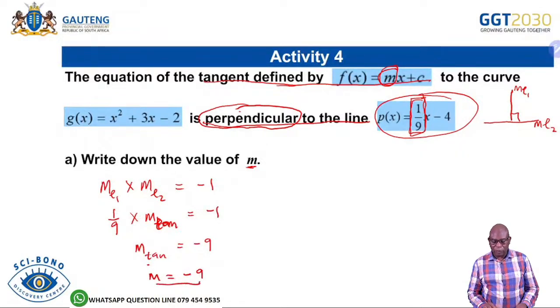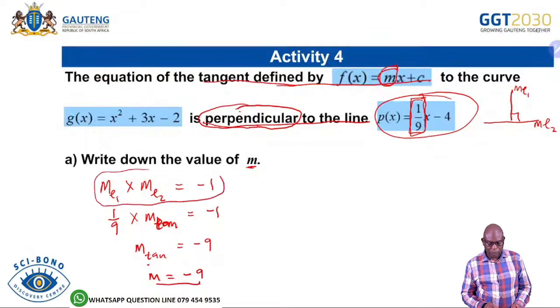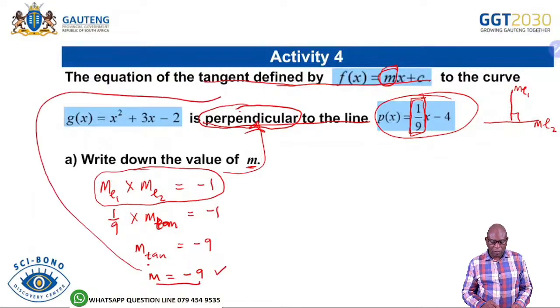So I know that if I've got perpendicular lines, the gradient of line 1 times the gradient of line 2 will give me -1. Okay, so please know this. Very, very, very important. That is in terms of the gradient, the perpendicular line. So already I've got the gradient. Which gradient is that? This is the gradient of the tangent. This is the value of m in this case.